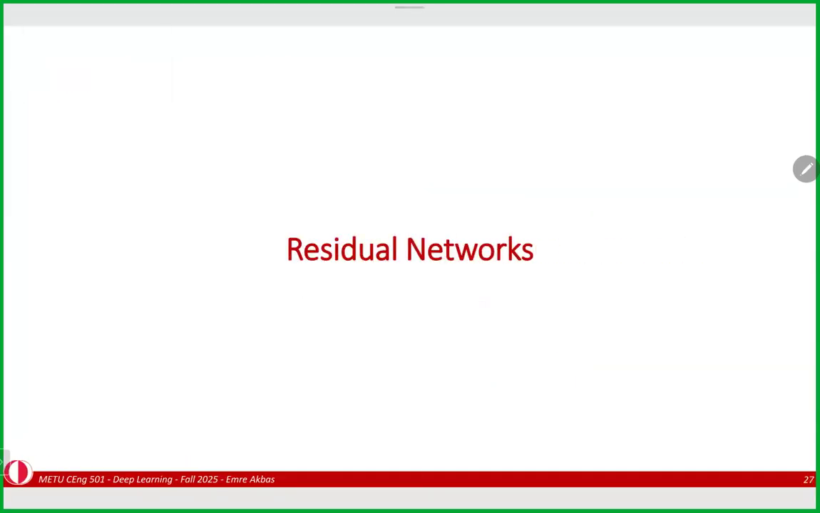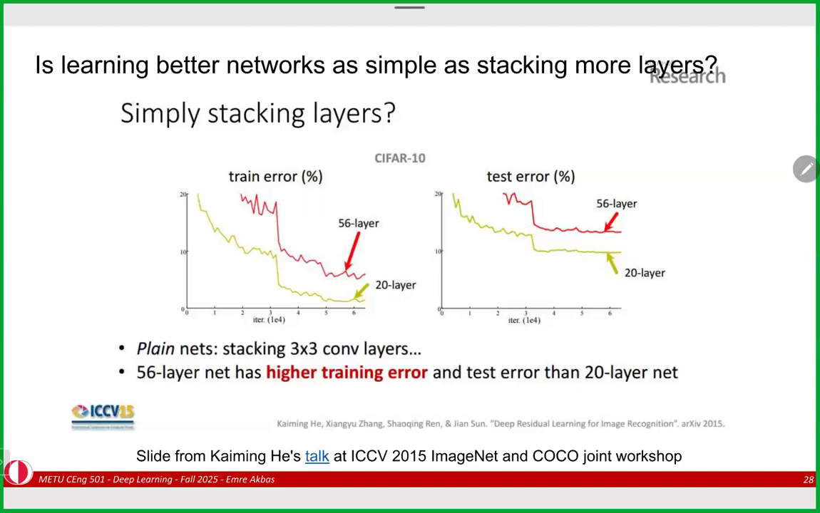Now let's look at residual networks. I think this deserves its own lecture even, because it's so influential, it's so beautiful. It's still being used today. It affected us hugely. So the question that these researchers asked was, is learning better networks as simple as stacking more layers? We know that as we increase the depth of our network, that increases the capacity of the network because there will be more learnable parameters.